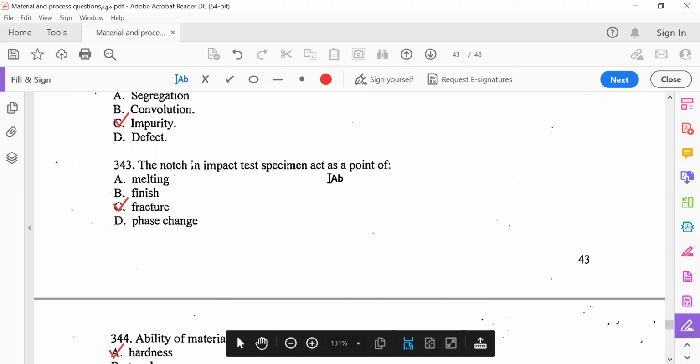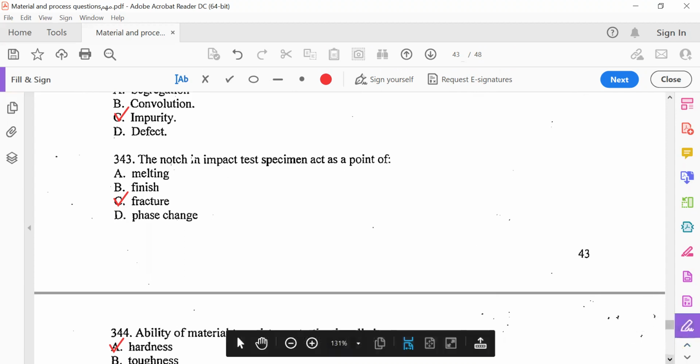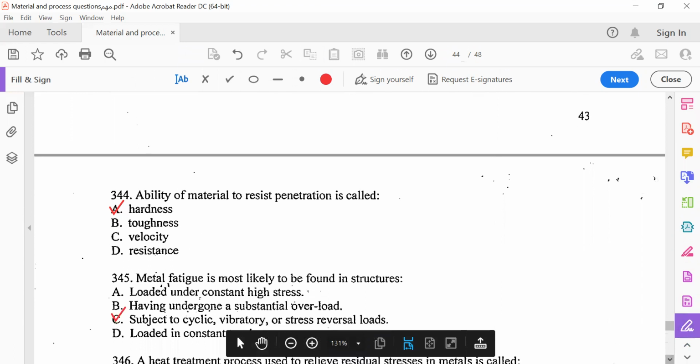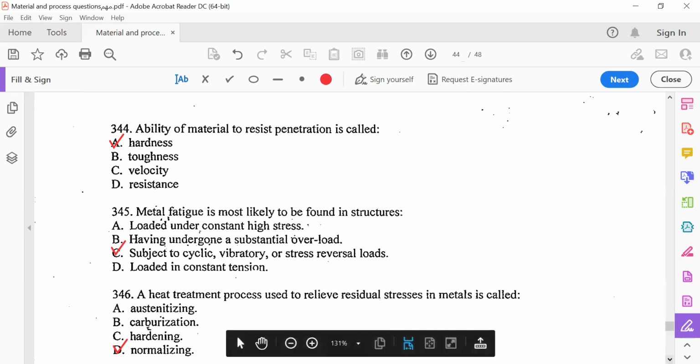The notch in the impact test specimen acts as a point of fracture, crack initiation and fracture. Notch is a cut mark. Ability of metal to resist penetration is called hardness. Metal fatigue is most likely to be found in structures subjected to cyclic vibratory stress reversal loads, that is fatigue, metal fatigue.